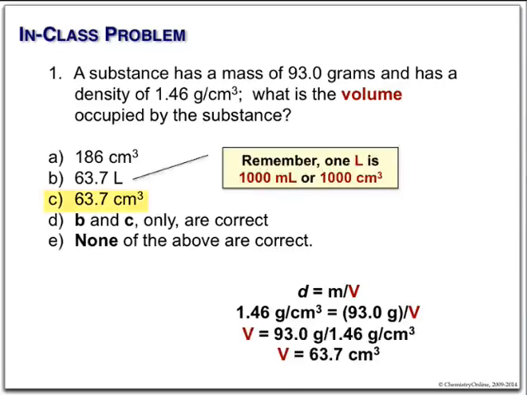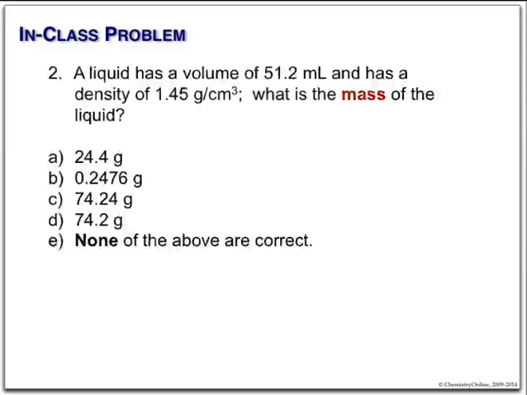Our units here, I stuck in liters. Remember, 1 liter is 1,000 cubic centimeters. So these have the same numbers, but this is equal to 63,000 cubic centimeters. Any questions? Shall we do another one? Of course.